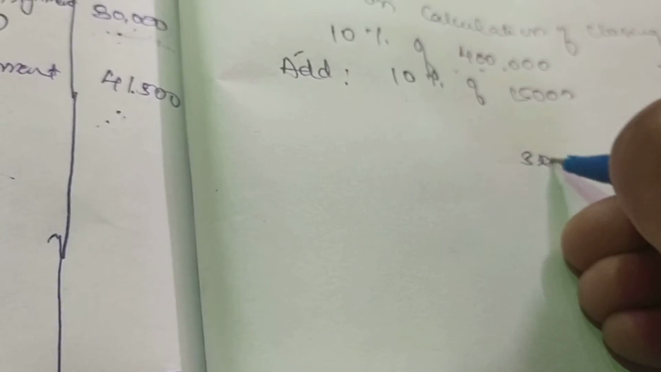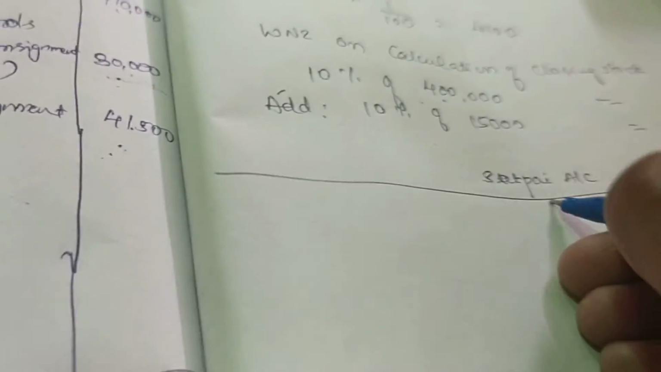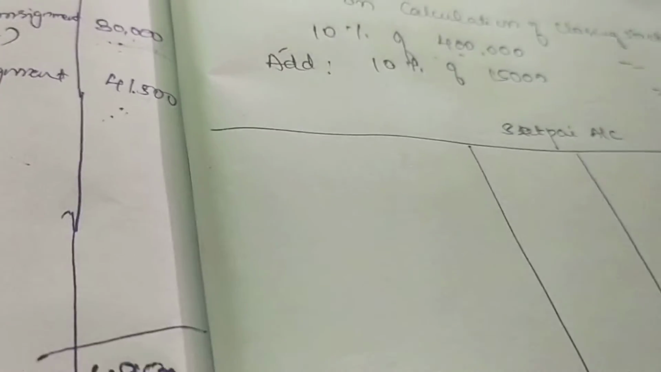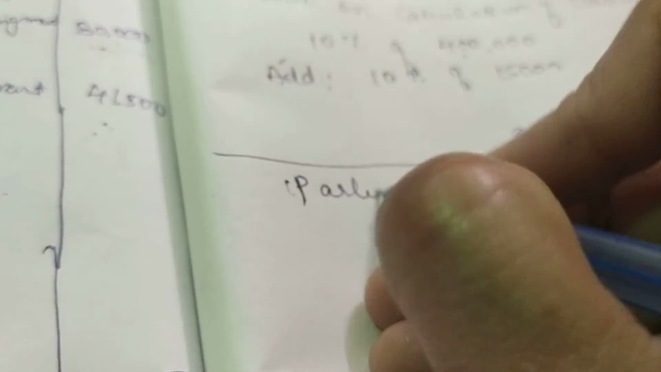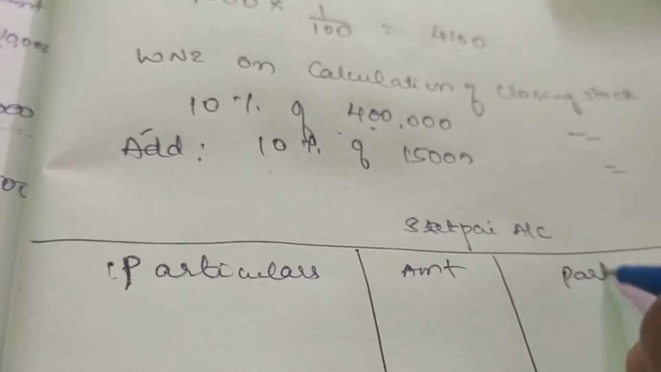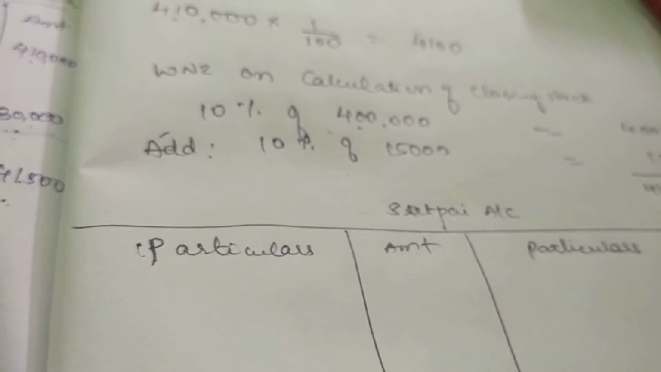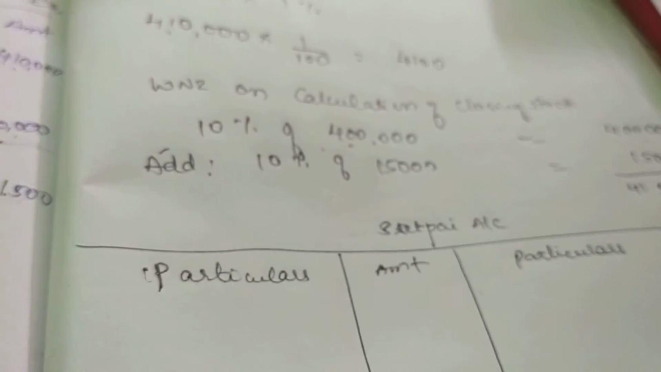Okay. Next, the account we have to prepare is your consignee's account. The consignee's account is the account of your consignor. Particulars, amount, particulars, amount. Okay, now what was the goods sent on consignment?